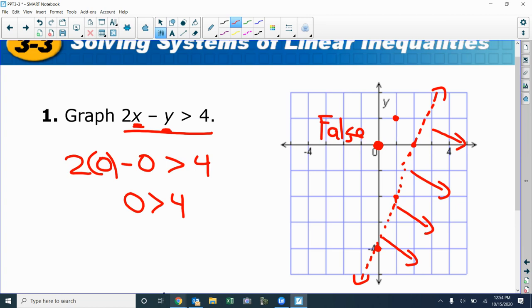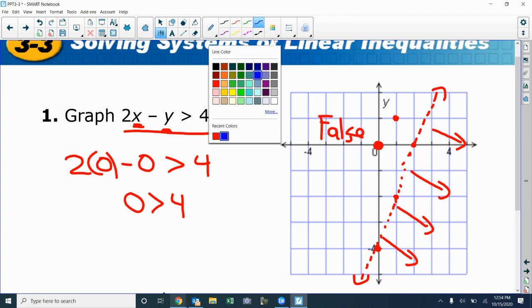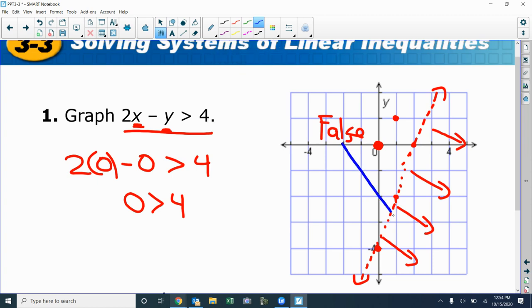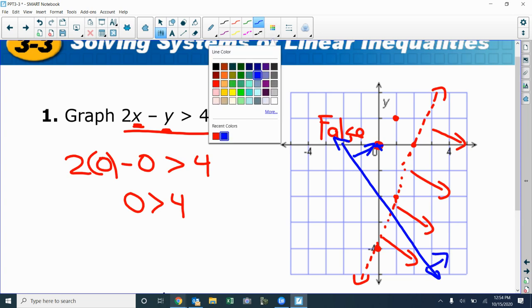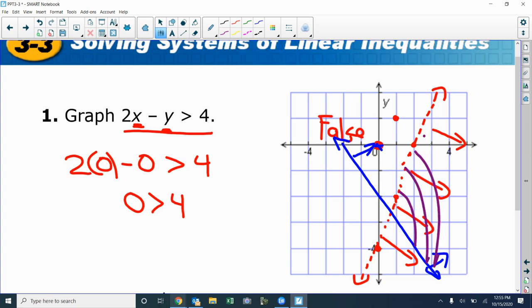Good. All right. Now today's section 3.3, we're going to do one thing to this, and you should be fine. What we're going to do is add another line, test that line, and find it to be true this way. And we are going to shade then only what they have in common. This is called a system of linear inequalities.